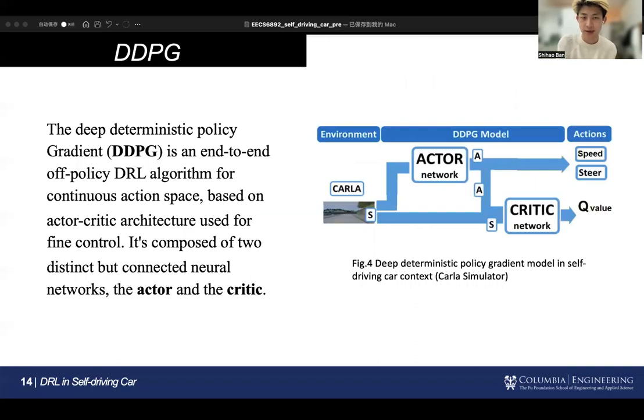The DDPG is an end-to-end off-policy DRL algorithm for continuous action space based on actor-critic architecture used for fine control. It is composed of two distinctive but connected neural networks: the actor and the critic, right? So from this figure, we can see that here's our environment, here's the action we output, and here's the DDPG model. It has the actor and the critic. It's pretty straightforward.